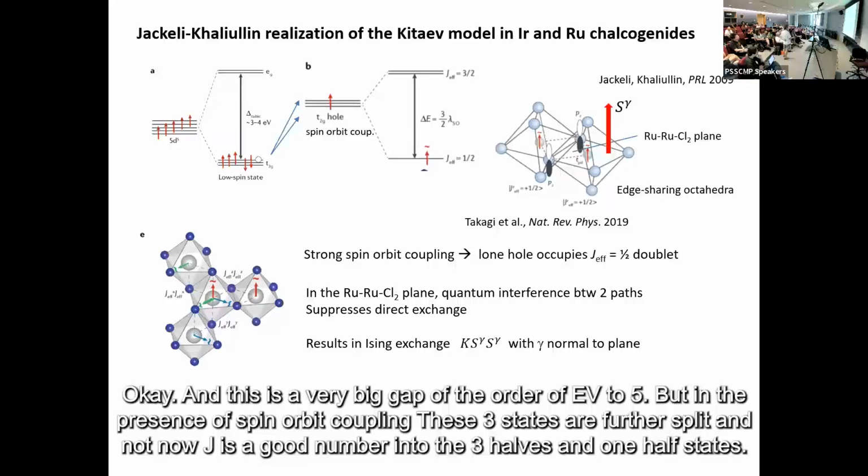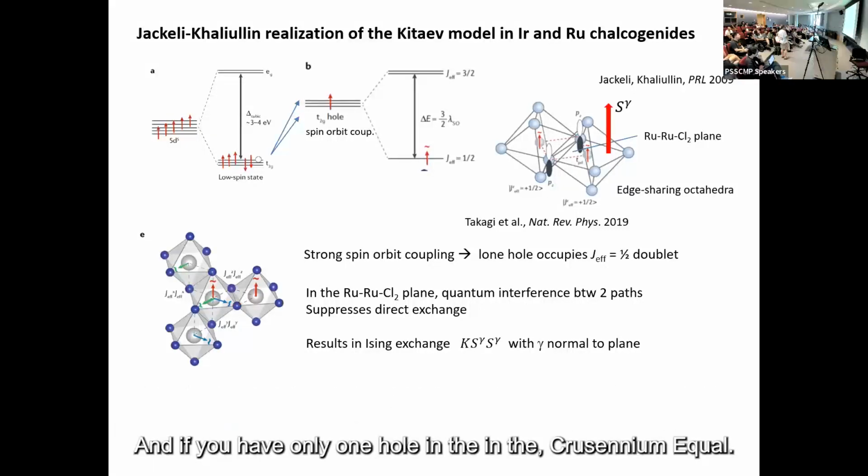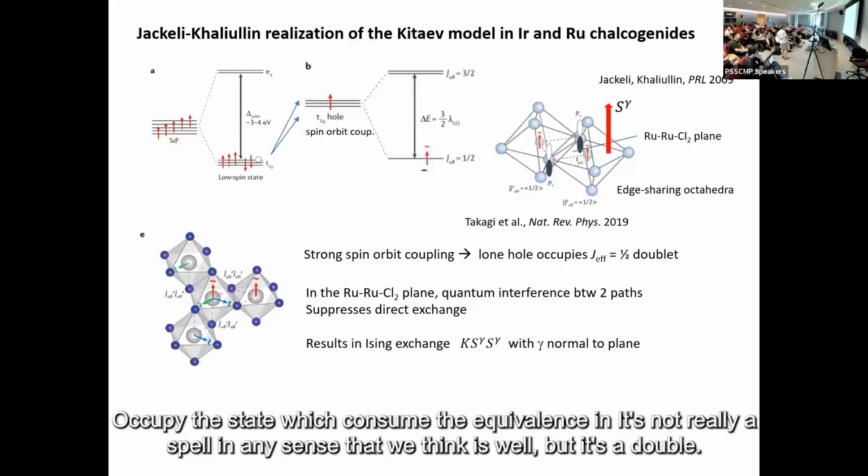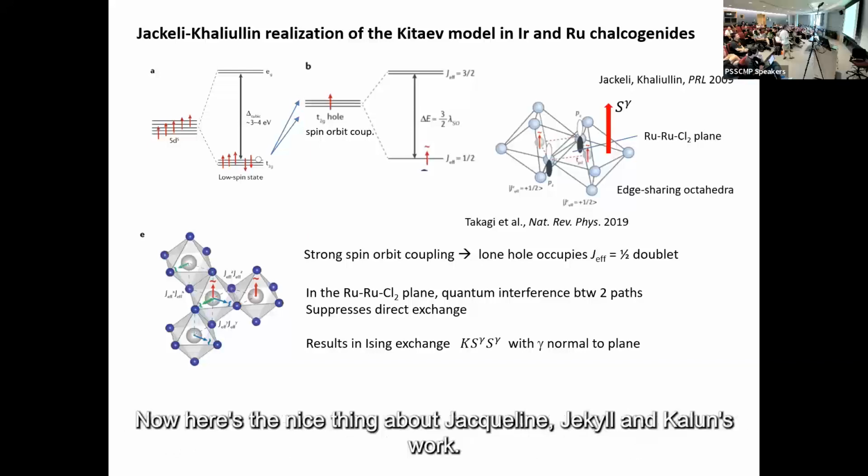But in the presence of spin-orbit coupling, these three states are further split, and now J is a good quantum number, into the 3/2 and the 1/2 states. And if you have only one hole in the ruthenium, it will occupy the state which gives you an equivalent spin half. It's not really a spin in the sense that we think of spin, but it's a doublet. Now here's the nice thing about Jackeli and Khaliullin's work.